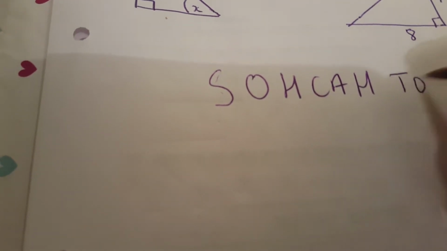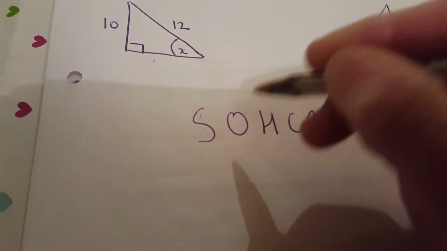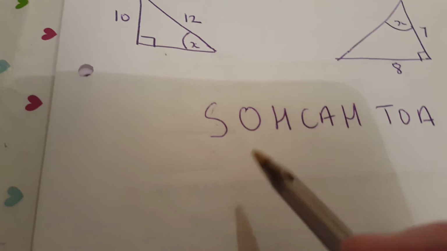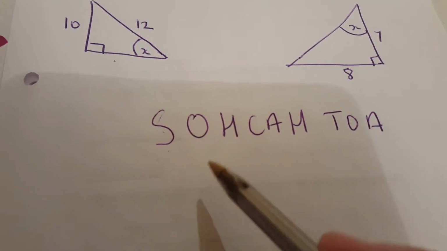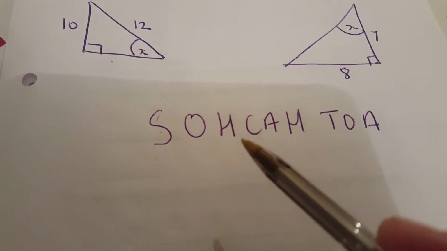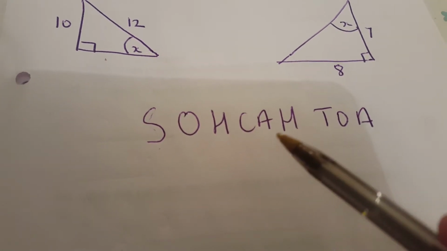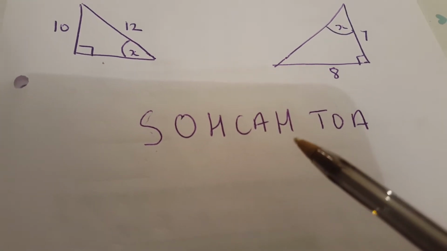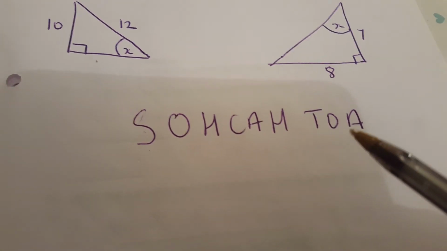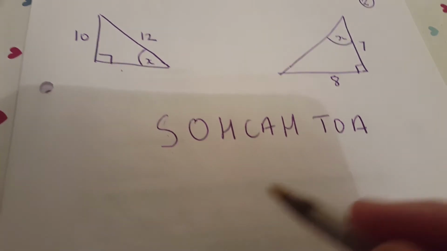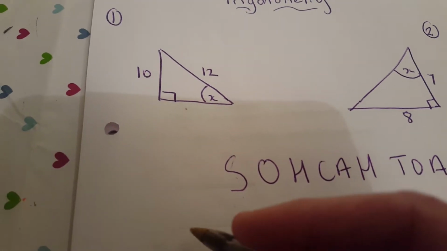TOA, and if we break it up into what each letter means, sine of the angle equals the opposite over the hypotenuse, cosine of the angle equals the adjacent over the hypotenuse, and tan of the angle equals the opposite over the adjacent. So let's have a look at the first example.